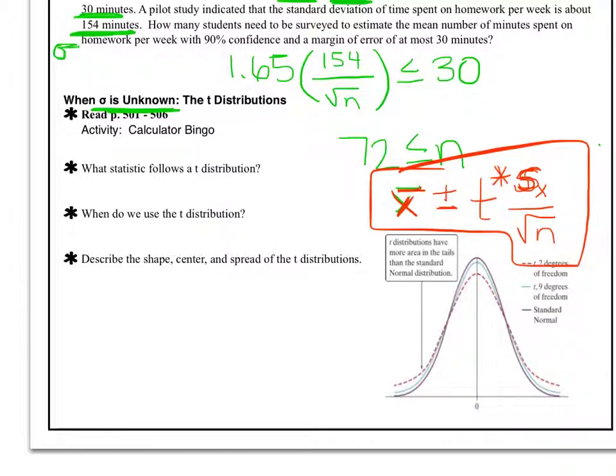Okay, so what statistic follows a t-distribution? That's going to be x bar. As long as a couple things happen. Okay, the population has to be approximately normal. It has to come from a population that's approximately normal. And we need to not know the population standard deviation. So we have to be using the sample standard deviation. So as long as you are using x bar to look for the population mean, it comes from a population that is normal, and we're using the sample standard deviation, then you are going to use a t-distribution.